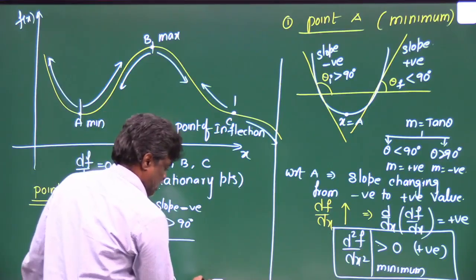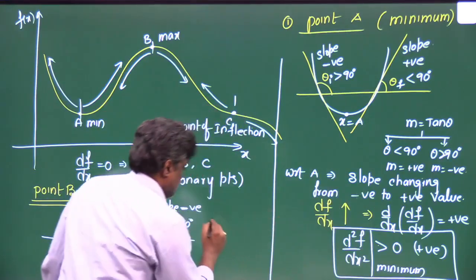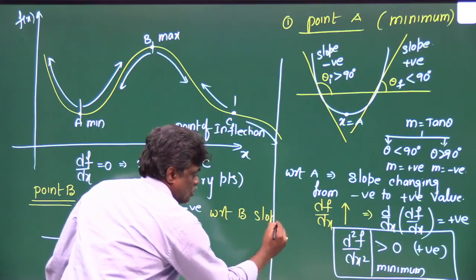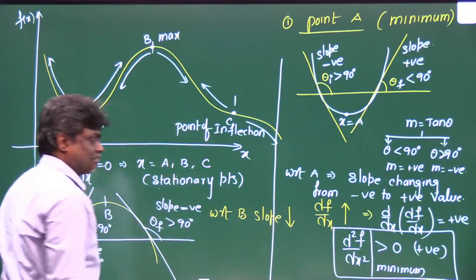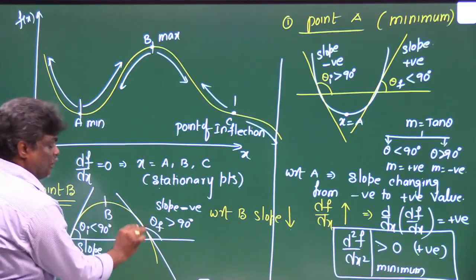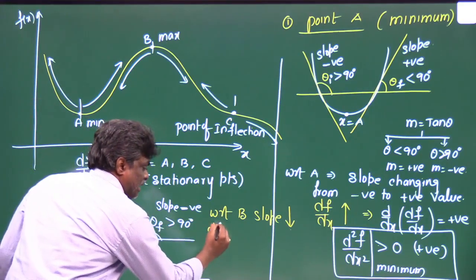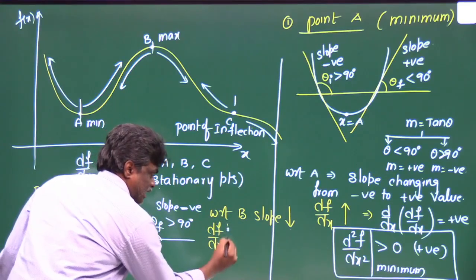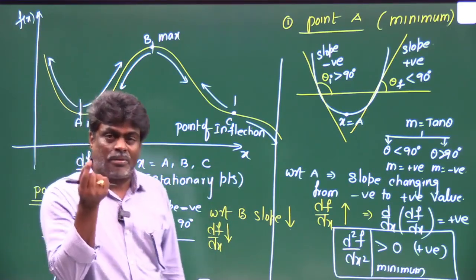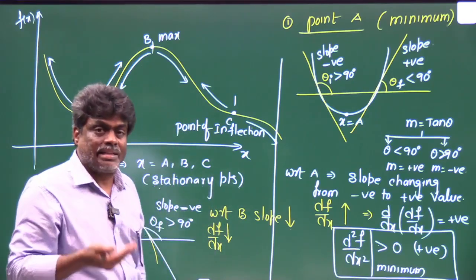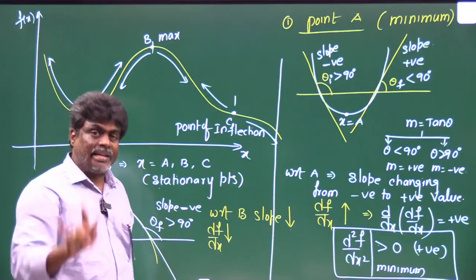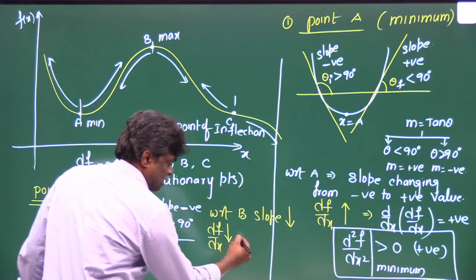So finally we can say, with respect to B, slope is decreasing. If the slope is decreasing, that means it is coming from positive value to negative value. So that's why df by dx is decreasing with respect to B. The same example I gave earlier, the piece of chalk: the length is decreasing with respect to time. So one more time if you differentiate, definitely you will get a negative value because it is decreasing.